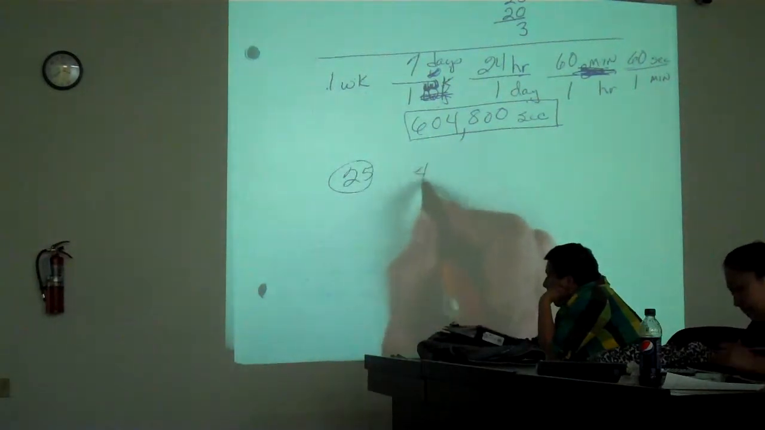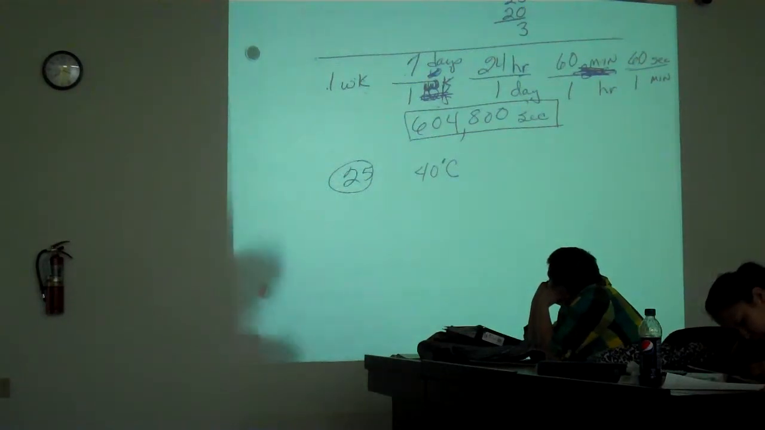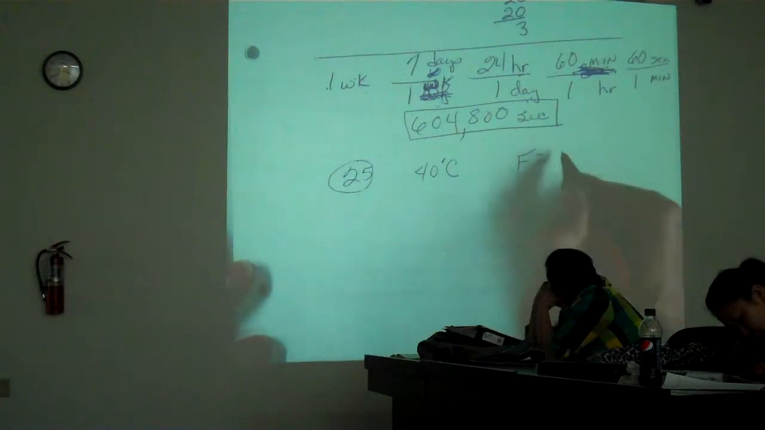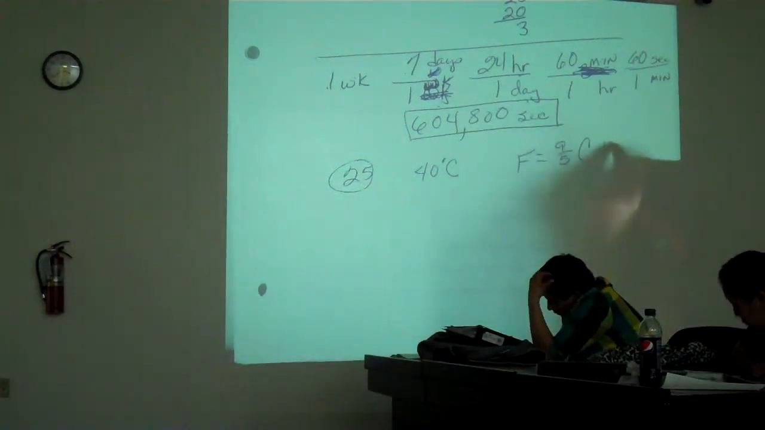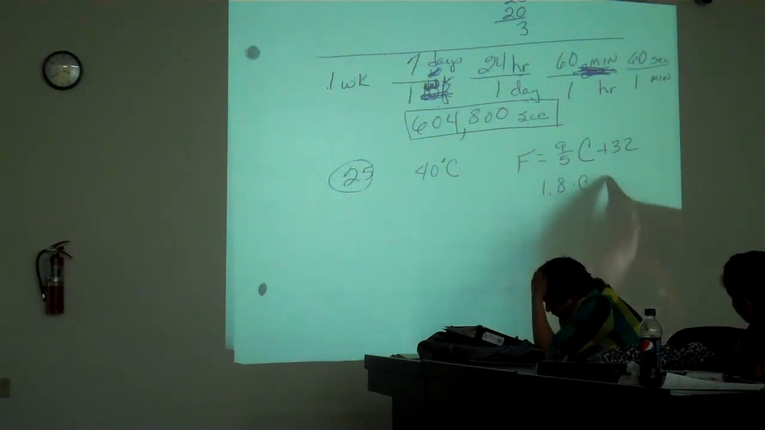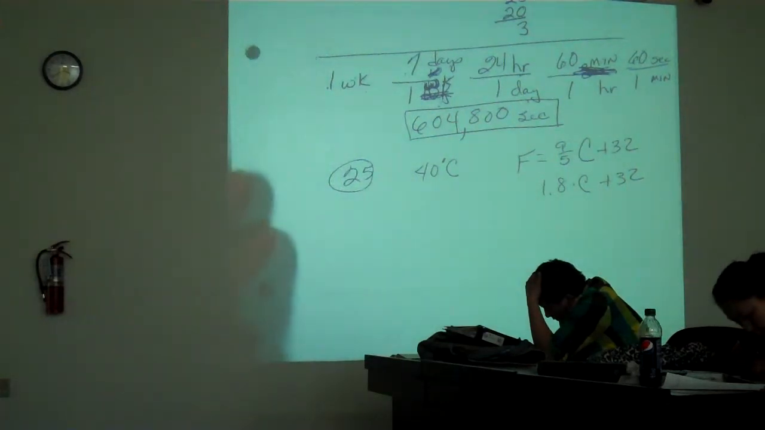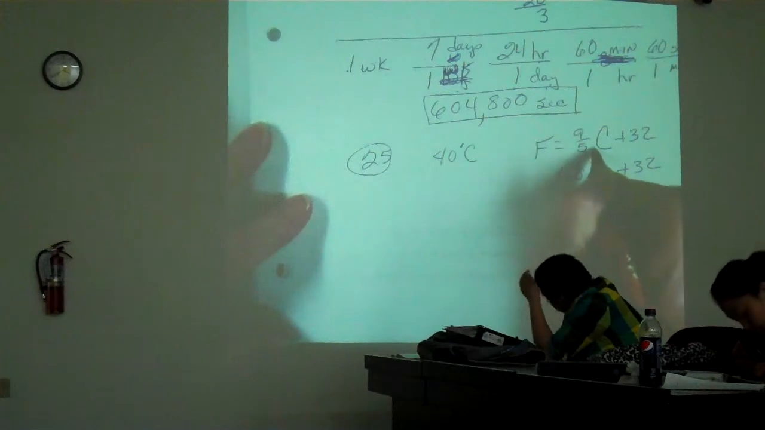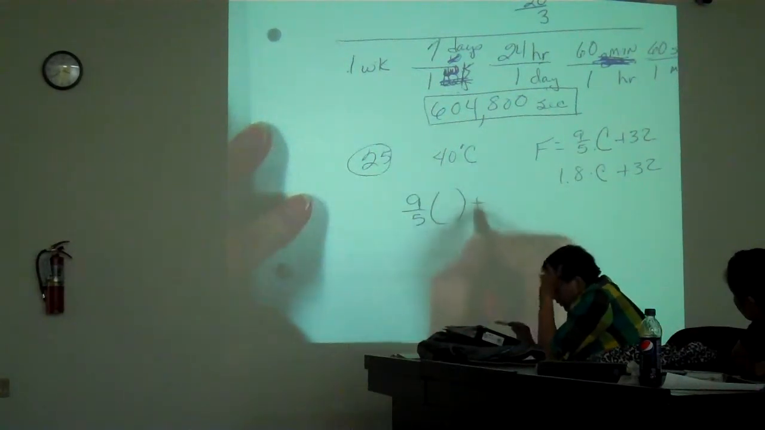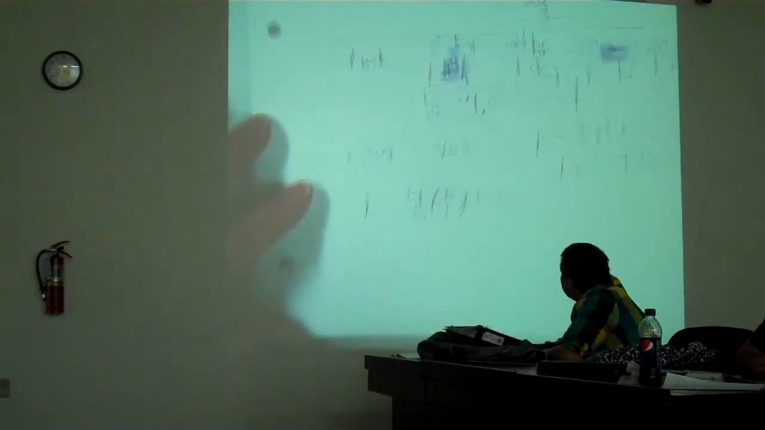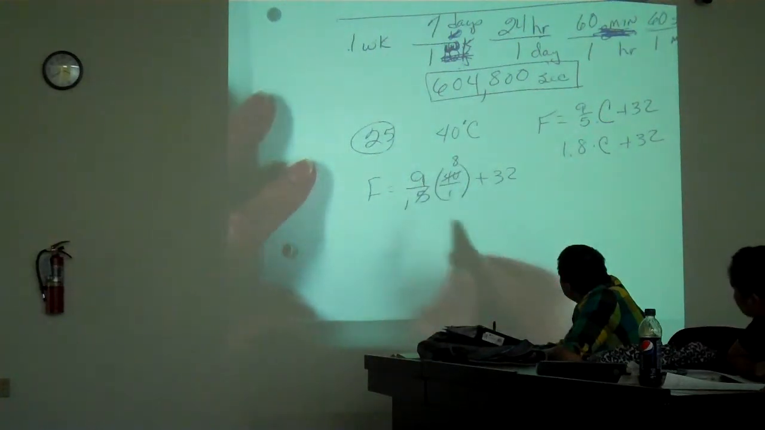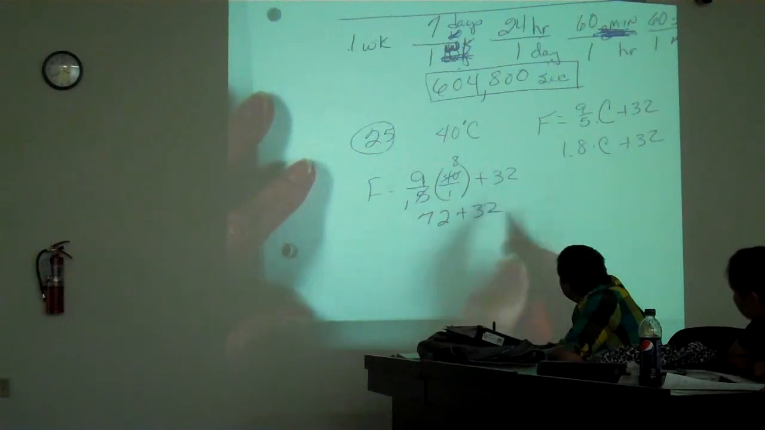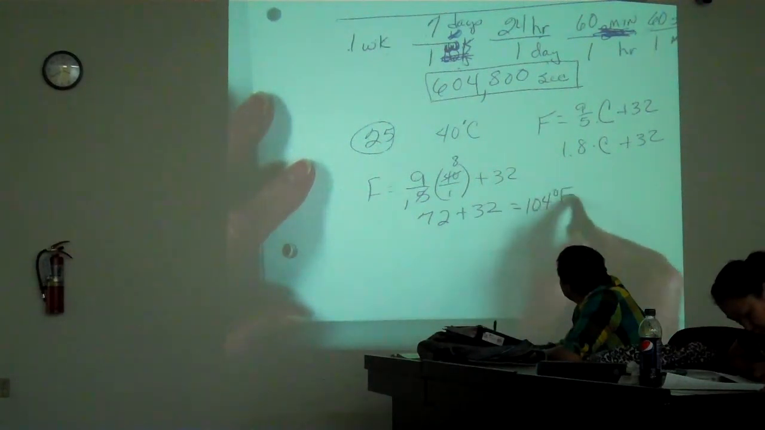So let's pick a problem. Let's see, number 25. It gives you 40 degrees Celsius. So we need to know the Fahrenheit. Fahrenheit equals, we can use the 9/5, and it says C plus 32. Or we can do 1.8 times C and then add 32. Probably easier to do 1.8. Not really though. Okay, if we put it in here, 9/5 times C plus 32. C is 40. That's easier than the decimal right there. Divide by 5. 40 divided by 5 is 8. 9 times 8, 72 plus 32. So it's 104 degrees Fahrenheit.